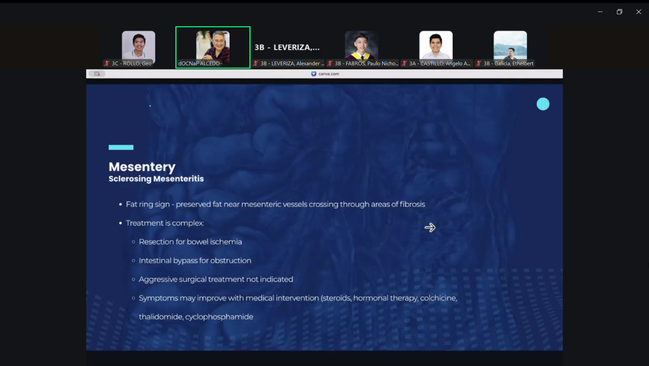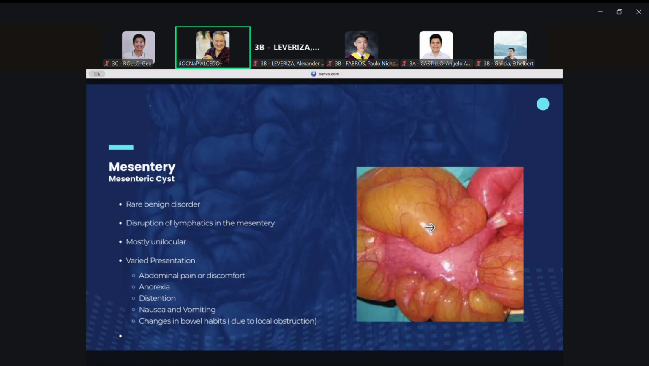Okay? Mesenteric cyst is one of the benign but rare disorders, but I have seen it. Okay? And it's because of the accumulation of lymph fluid from disrupted lymphatics in the mesentery. They're mostly unilocular, and they can present with a lot of symptoms, no? Pain, anorexia, distension. Of course, depending on the location, it can cause change in bowel habits with concomitant distension and, of course, bowel obstruction, signs of bowel obstruction.